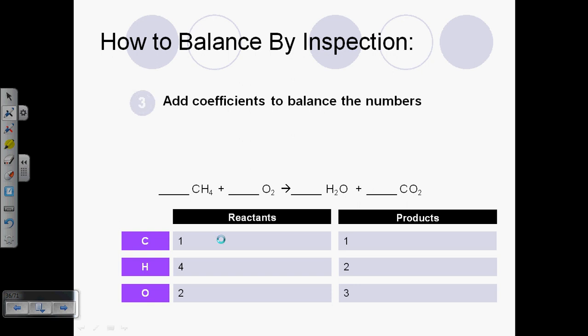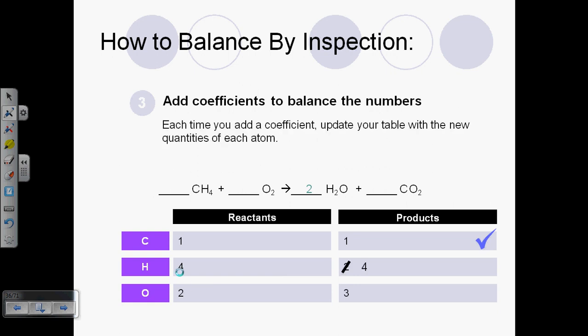Our third step is adding coefficients to balance those numbers. We know that our carbon is fine. It's equal on both sides because there's a 1 in each box. If we add a 2 here on the product side, 2 times 2 is going to give us 4, which is what we have over here, so that would balance out our hydrogens.